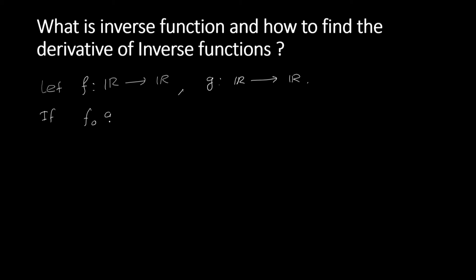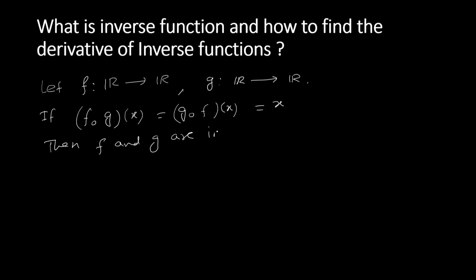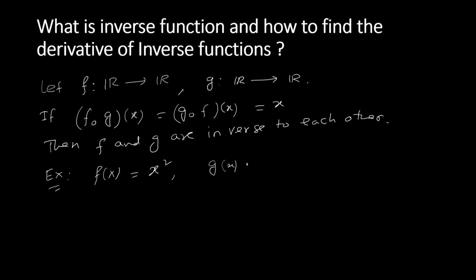f composition g of x, which is equal to g composition f of x, is equal to x, then f and g are inverse to each other. For example, f of x is equal to x square, and g of x is equal to square root of x.